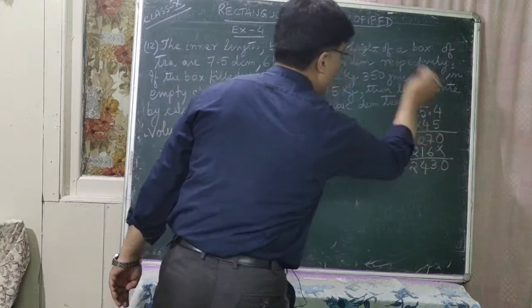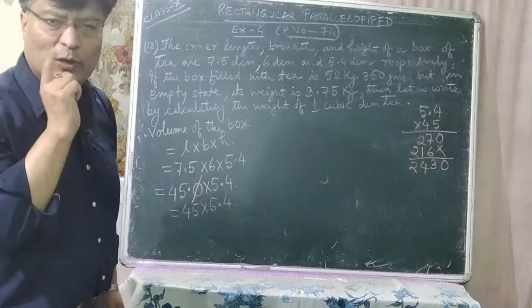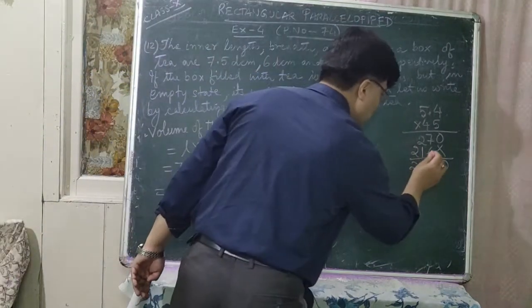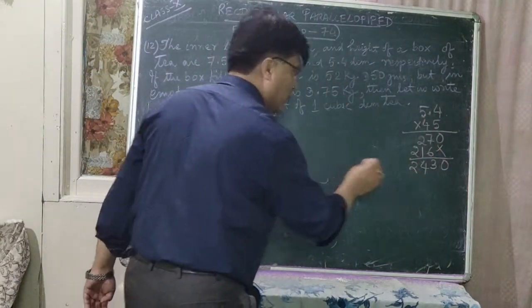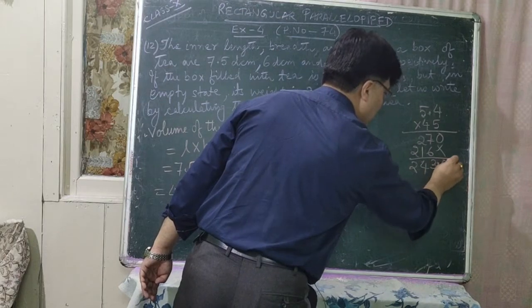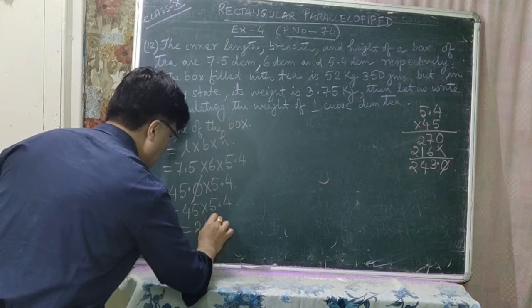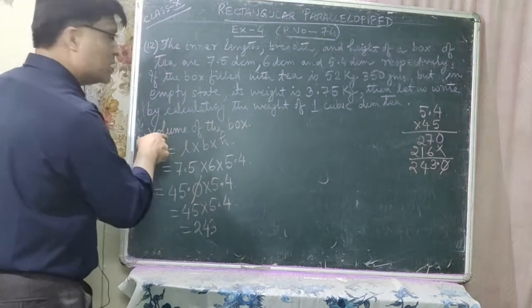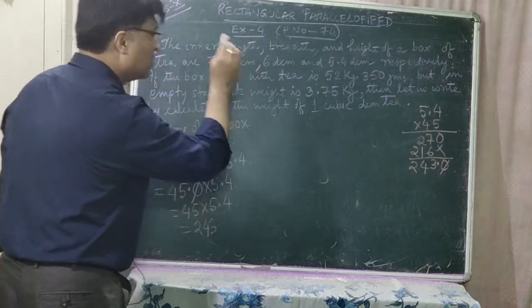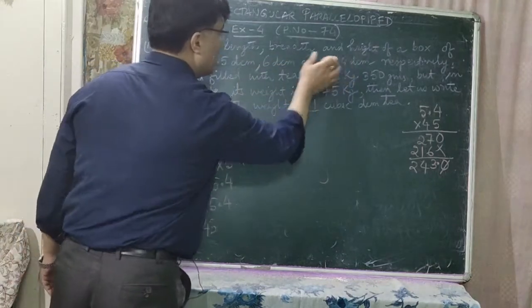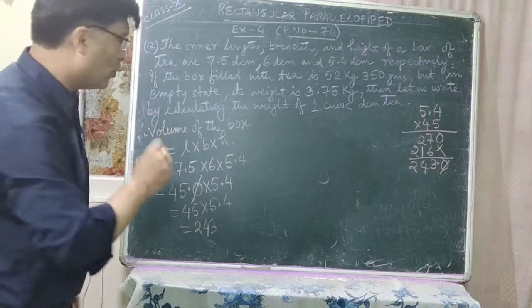So after decimal point, how many figures are there? There is only one figure, so you have to write down the point before one figure. So the 0 is cancelled and the point comes. So which is equal to 243. What is the unit? Cubic decimeter, because this decimeter is multiplied 3 times. So what is this unit?